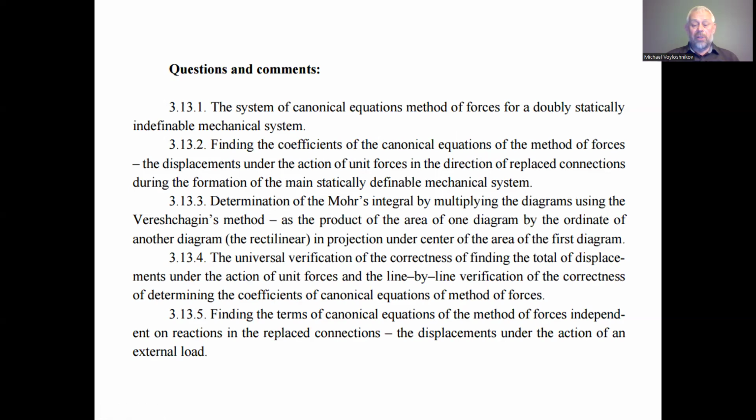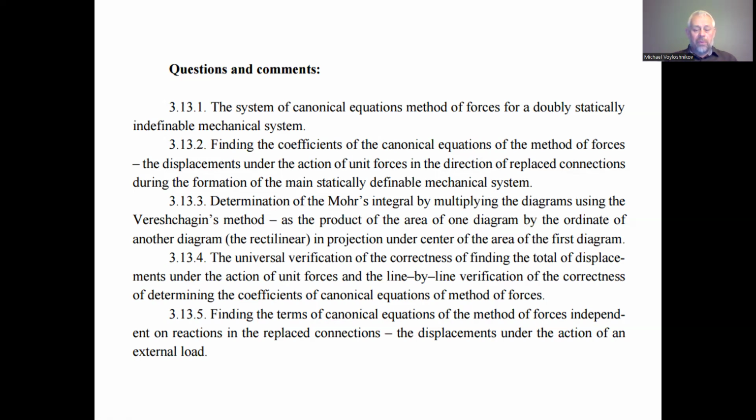The system of canonical equations of the method of forces for a doubly statically indeterminate mechanical system consists of two equations, and each equation consists of two summands with the unknown variable subject to find. The factors of the variables are the displacements under the direction of the unit forces, first and second, in the first direction, and the free summand in the first direction is the displacement in the direction of the external force.